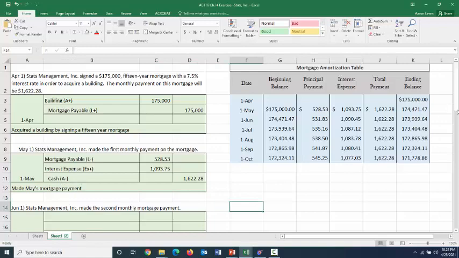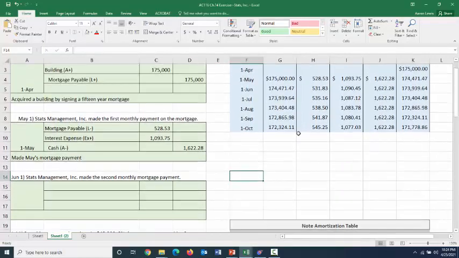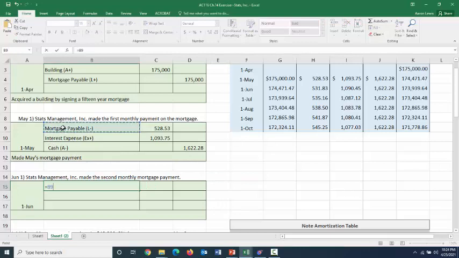Next up, on June 1st, Stats Management is making their second monthly payment. So on June 1st, we can consult our amortization table just like we did before. We know a portion is going to go towards paying principal on our mortgage. So we're going to need another debit to mortgages payable. We know a portion of our June 1st payment is going to go towards interest, so we're going to need another debit to interest expense. And we know that in total, the amount that we pay is going to come out of our bank account, so we need to decrease cash.